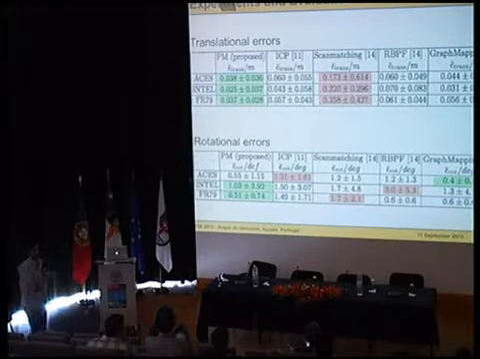So in translational errors, our solution is a little bit better than the rest. The worst one is this one. And in rotational errors, we are 2 out of 3, but we are not the worst ever.